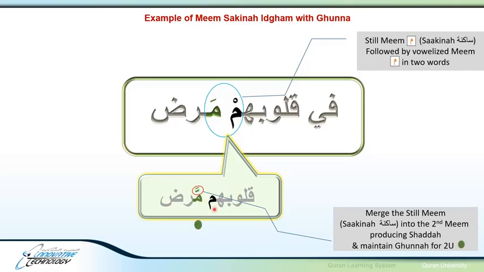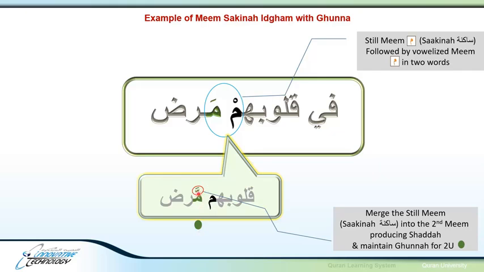قلوبهم مرض. We realize that the ghunnah has been exaggerated due to the merger of the two Meems together, and that's reflected by a shadda on the second Meem and giving the second Meem the color green. So it's idgham with ghunnah.